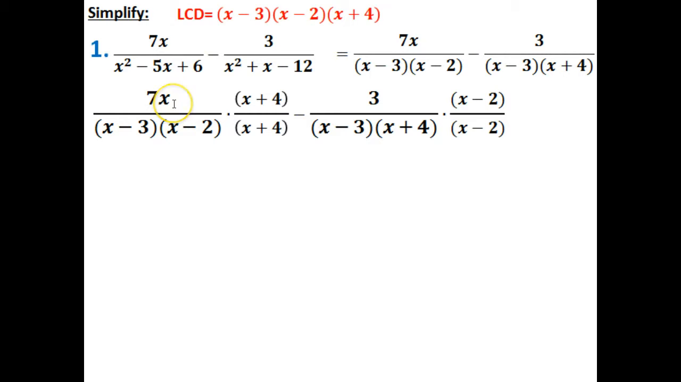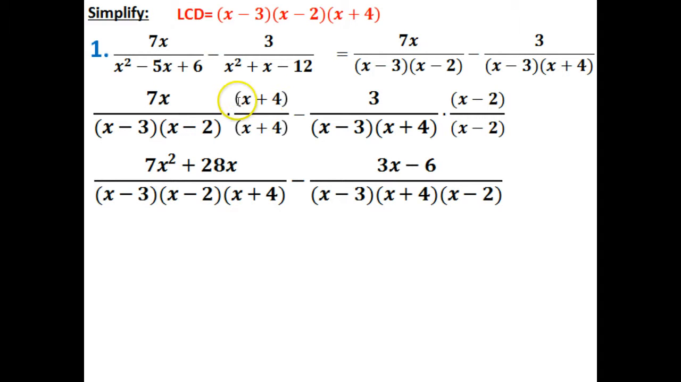I've got 7x times this quantity here. So 7x times x gives me 7x squared. 7x times 4 gives me 28x. Minus, and I keep that minus sign here, 3 times x is 3x. 3 times -2 is -6. Well, now I have a common denominator here. Notice my denominator here is exactly the same. These two here are switched around, but that's okay with the commutative property of multiplication. It doesn't matter. It's all the same.